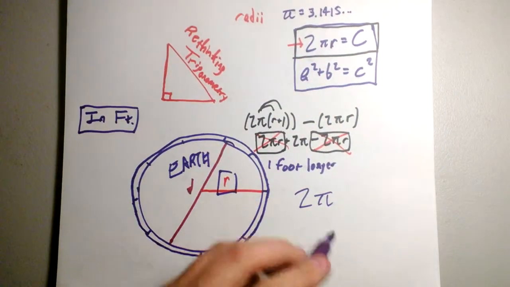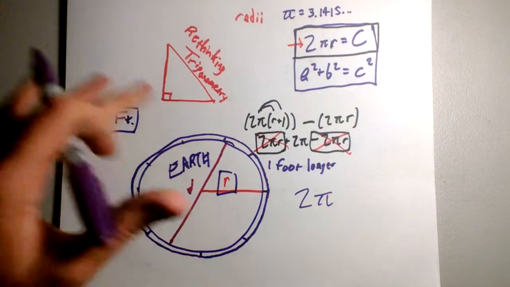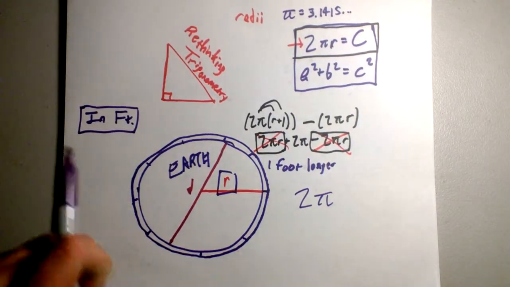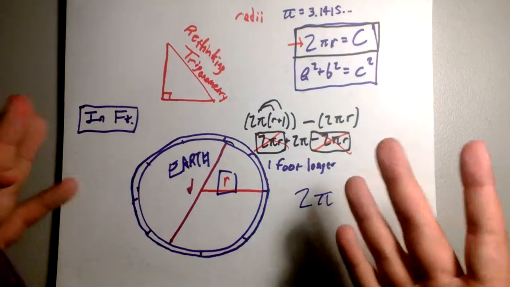So it'll be 2 pi feet. That's the change. And this is kind of bizarre. Like, we moved it 1 foot in every direction. Shouldn't it be much longer than that? Because I think you're just extending all of this. And yet, it's only 2 pi.